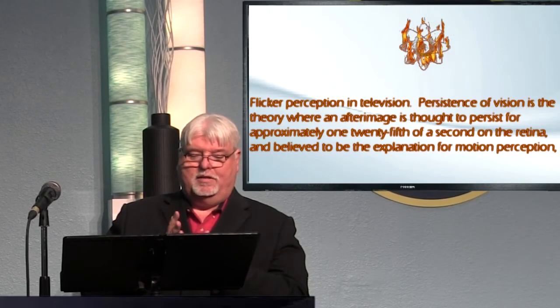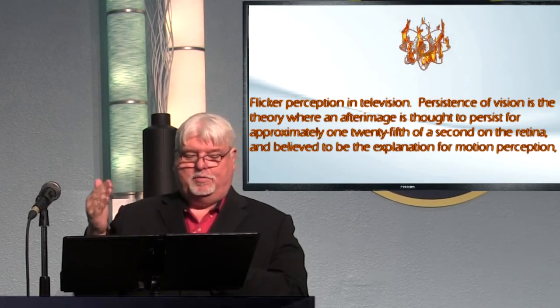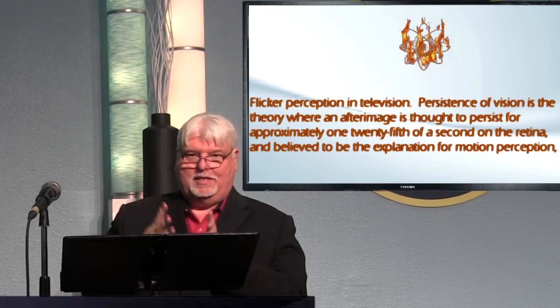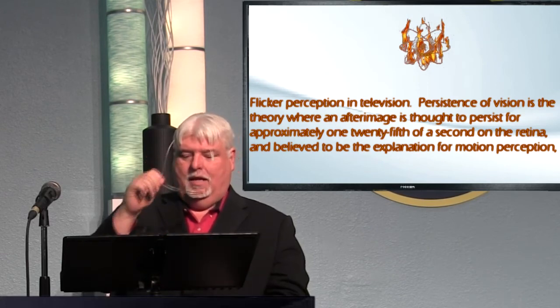Which is slightly better for flicker perception. And 30 is even better for television with flicker perception, which would be 60 fields per second, which is a 1/60th shutter speed for television. Now, what's flicker?